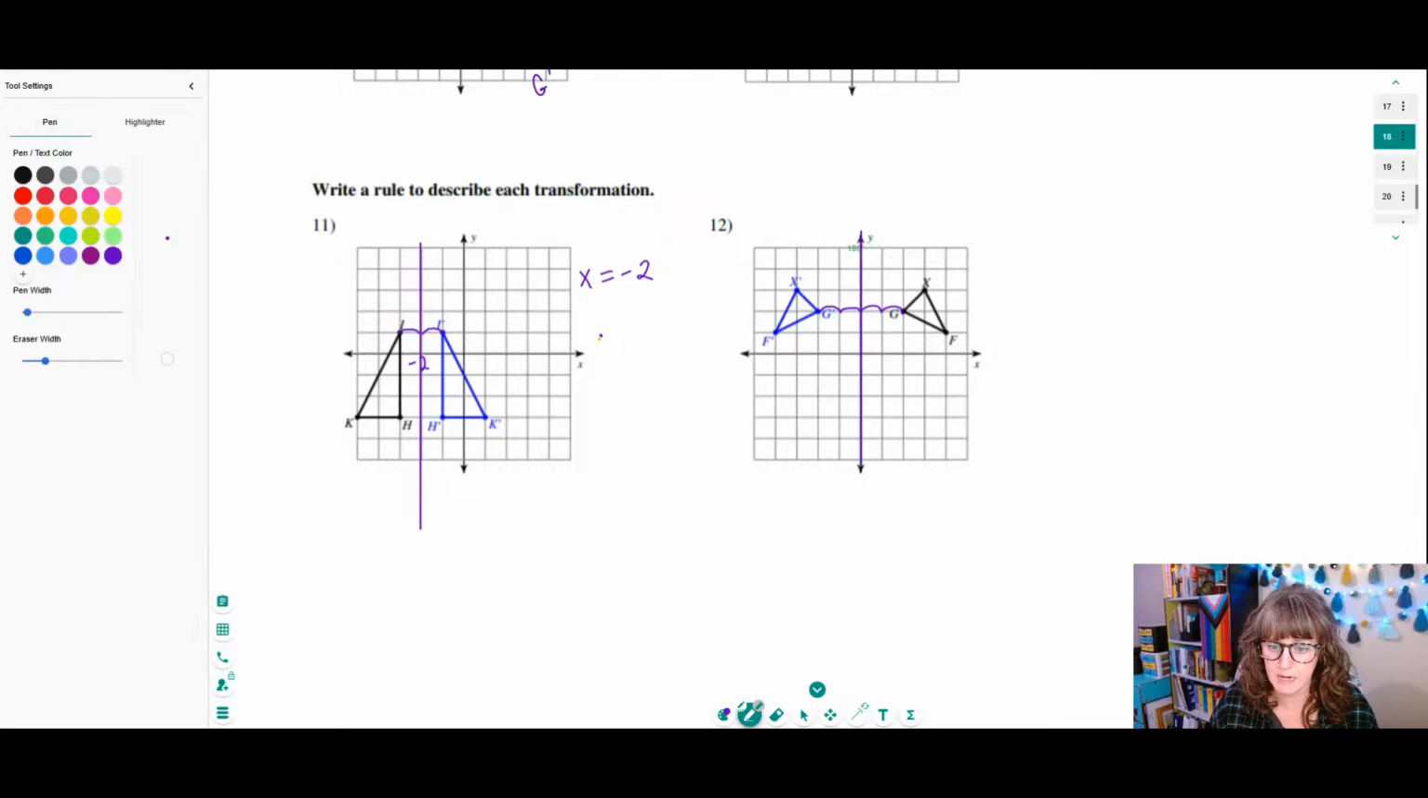So it looks like this line is our line that they're reflecting over. So that is the y-axis. Now, we could also say x equals 0, but y-axis is usually the way that we write these when we're doing reflections. Okay, let's go on to our dilations.